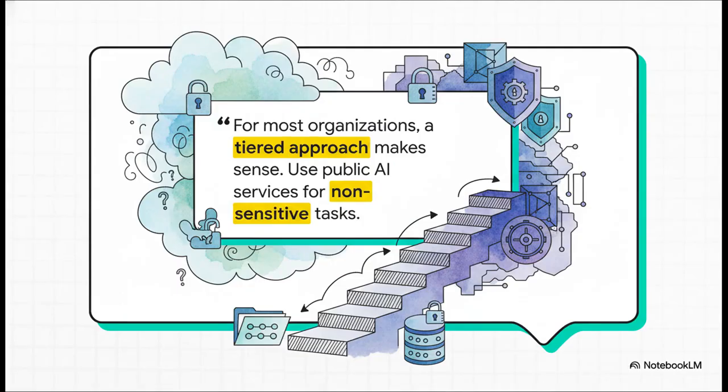So what's the most practical way to approach this? Well, just like the quote says, a tiered approach really makes the most sense for most organizations. You don't have to pick just one path and stick with it for everything. The smart play is to use public AI for all the low-risk, non-sensitive stuff. But the very second sensitive data enters the picture, you've got to level up to a more secure hybrid or even a fully private solution.